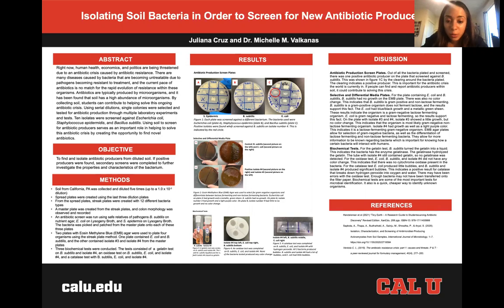The final test was the catalase test, and all 3 had a positive result for this. You can tell this by the bubbles that were produced. So all 3 produced bubbles, which indicates that catalase was present, and the catalase broke down the hydrogen peroxide into oxygen and water. These biochemical tests are some of the most important tests for microbial identification. It's a quick, cheap way to identify unknown organisms.